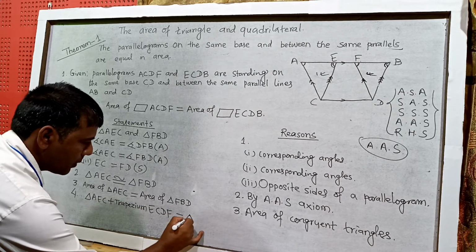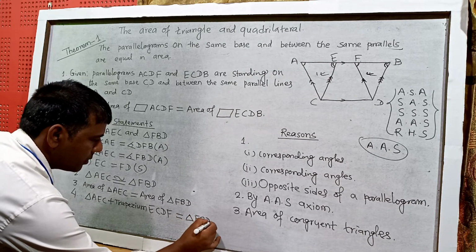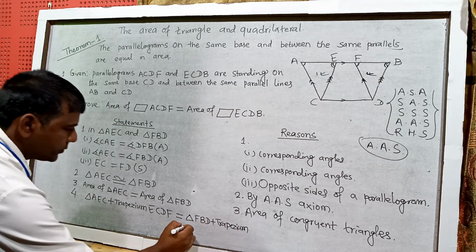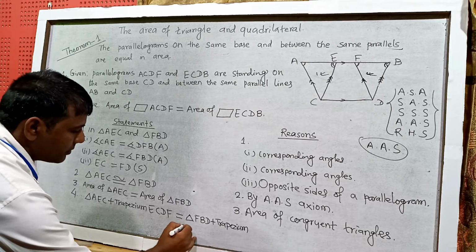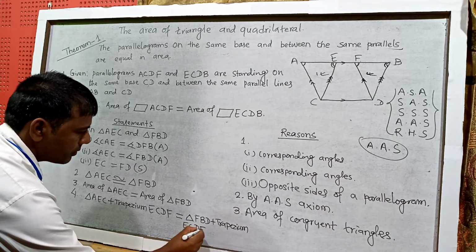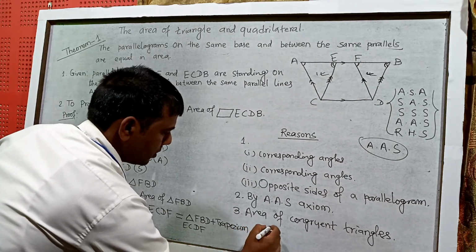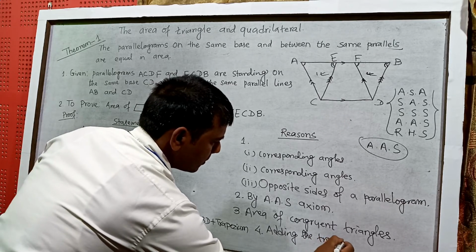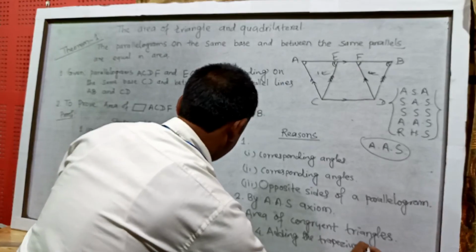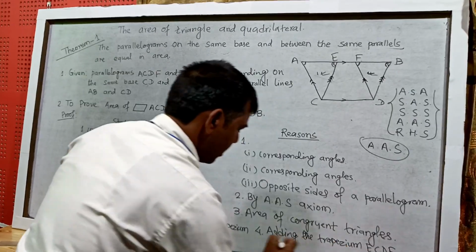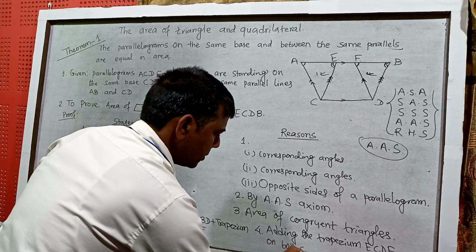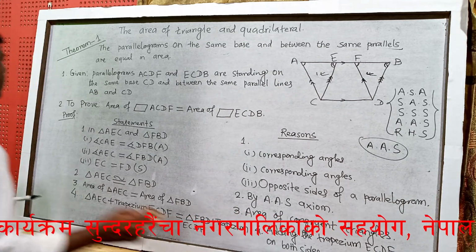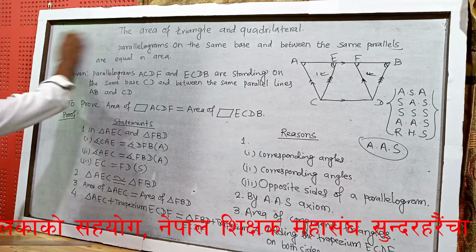So triangle FBD plus trapezium ECDF. This is 4 number, adding the trapezium ECDF on both sides. Now I remove this statement.